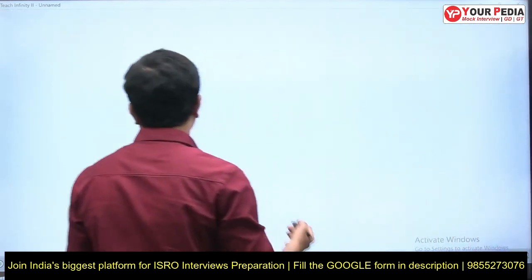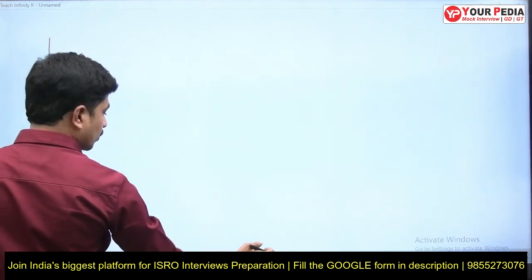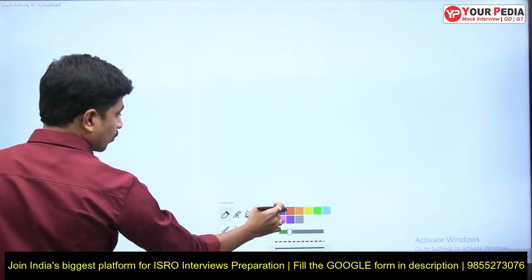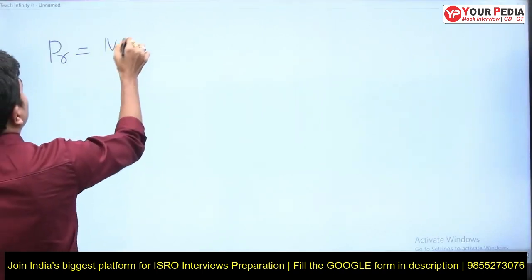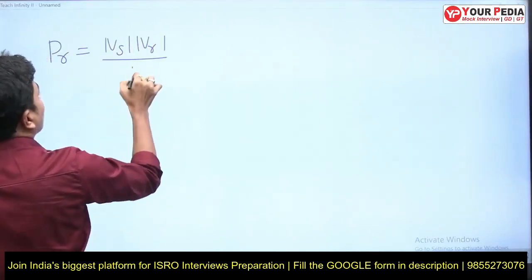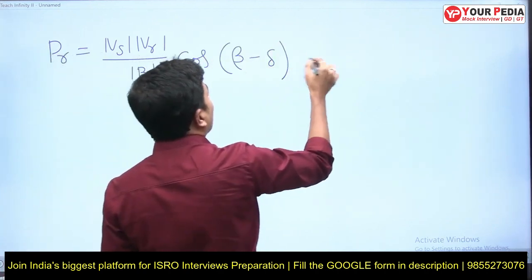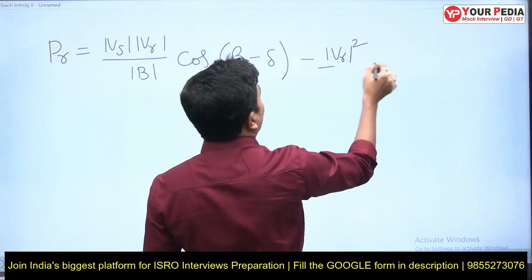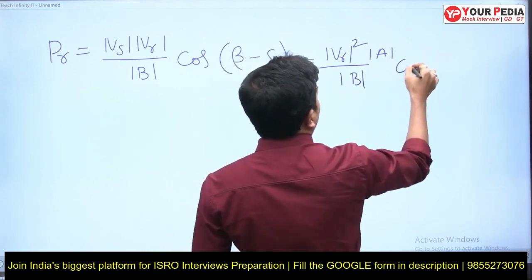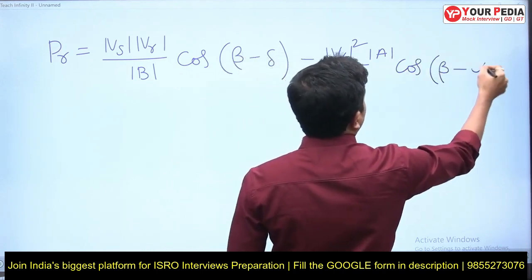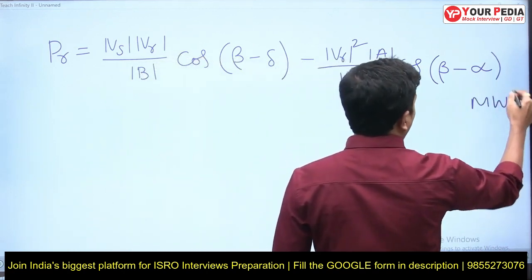Let's take a white page and do it. What is PR? PR is equal to mod Vs mod VR by mod B cos of beta minus delta, minus mod VR square into mod A by mod B cos of beta minus alpha. The units of this are megawatts or watts.